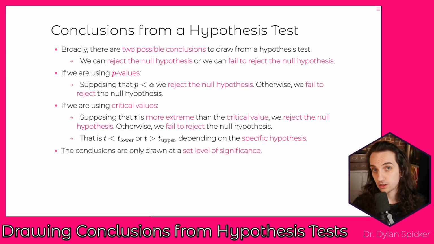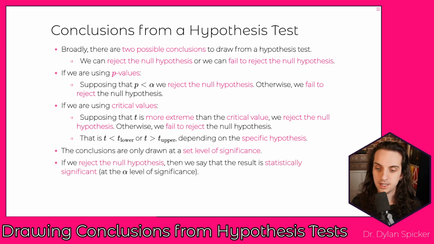So the conclusions that we draw are only ever drawn for a set or specific level of significance. We're not drawing these conclusions broadly speaking, but we're saying we reject the null hypothesis at some specific level of significance. If you change the level of significance, it's possible that your conclusion changes. And that's why you need to be selecting a level of significance that is relevant to the situation you're actually dealing with.